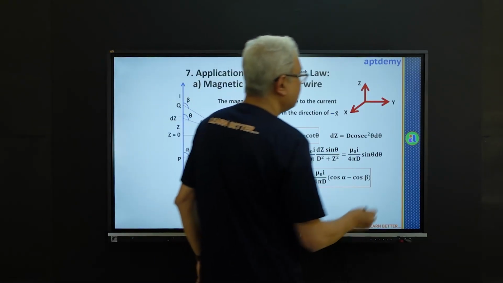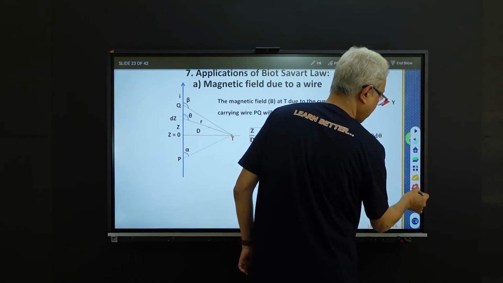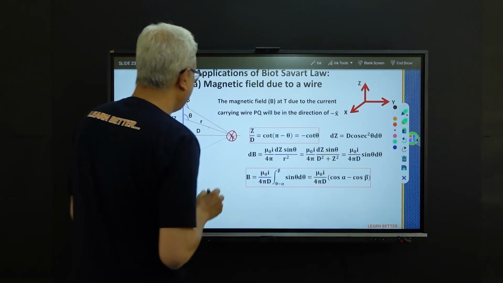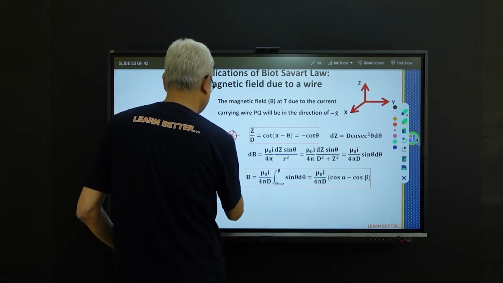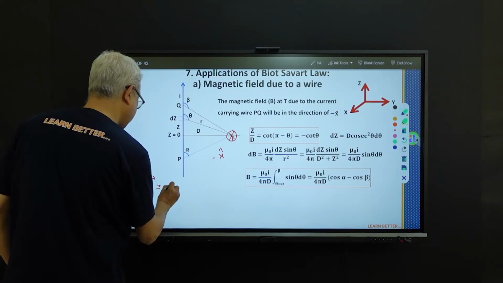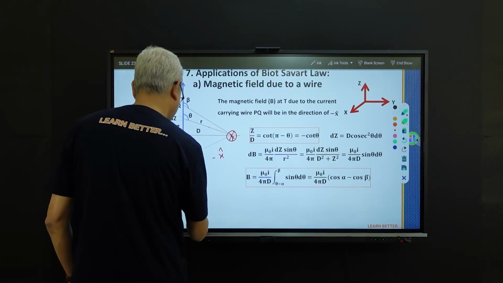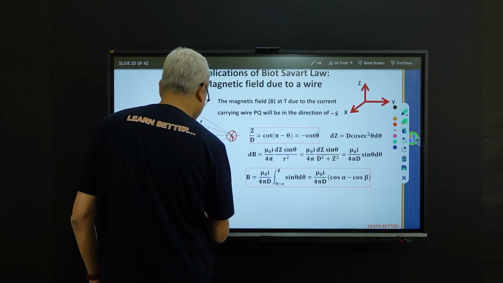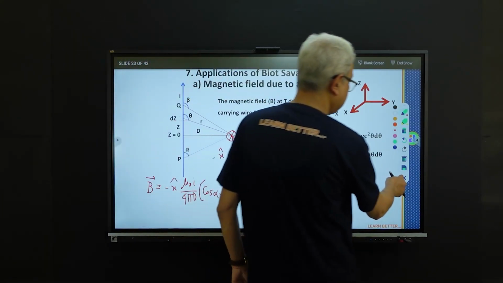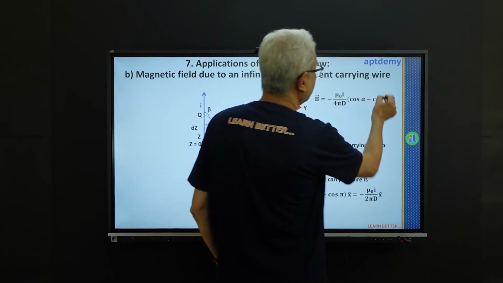So the magnetic field will be into the plane of the board, and since into the plane of the board the unit vector is negative x cap, the magnetic field at T we can write as B equal to negative x cap mu naught I by 4 pi d, cos alpha minus cos beta. Okay, so let us go to the next slide. So negative mu naught I by 4 pi d, cos alpha minus cos beta, x cap, is the magnetic field.